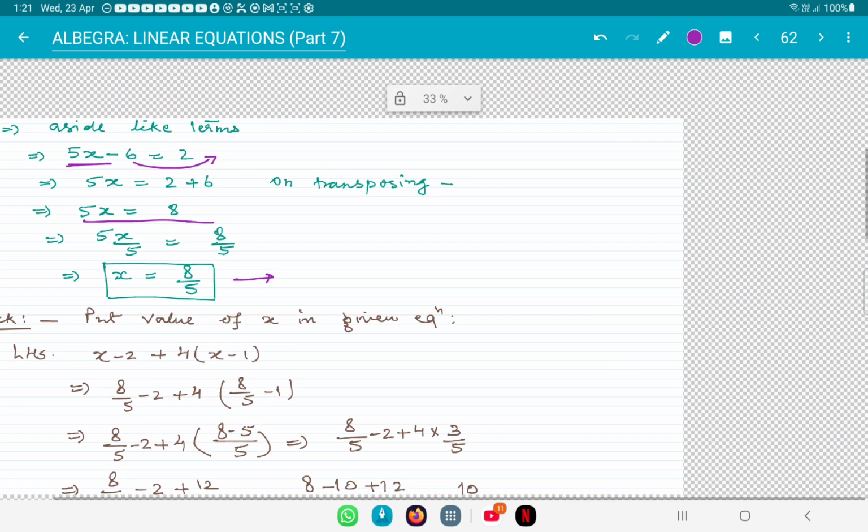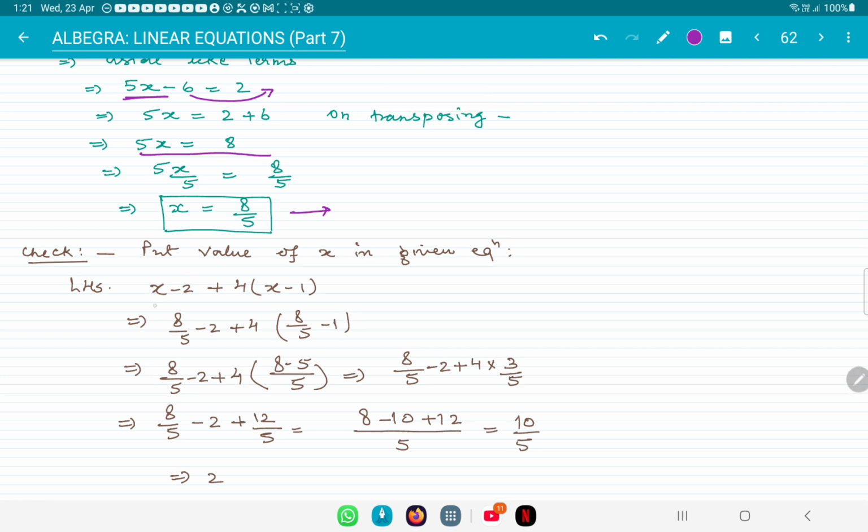We have to cross check it, so take LHS. LHS is x minus 2 plus 4 bracket open x minus 1. When we put 8 by 5 in this, you are seeing that this is a bracket. So according to the BODMAS rule, we will do the bracket first. So 8 upon 5 minus 1, take LCM, and after taking LCM 4 will be multiplied by this, so we get 12 upon 5.